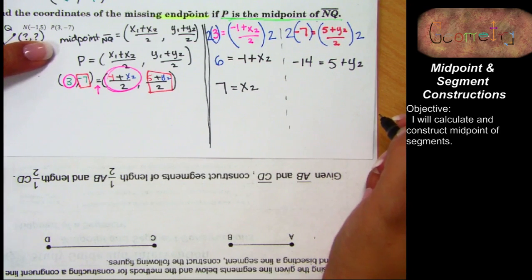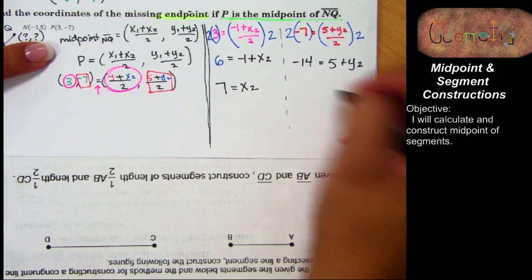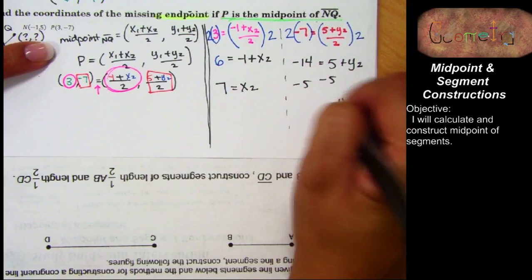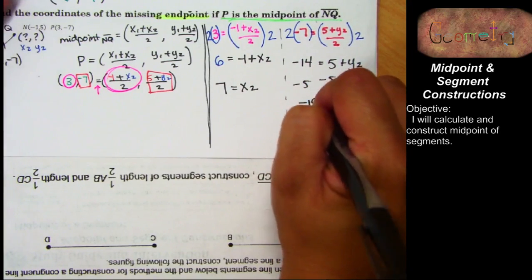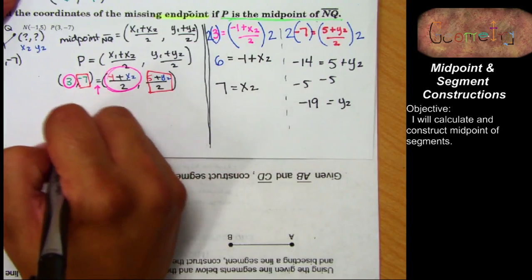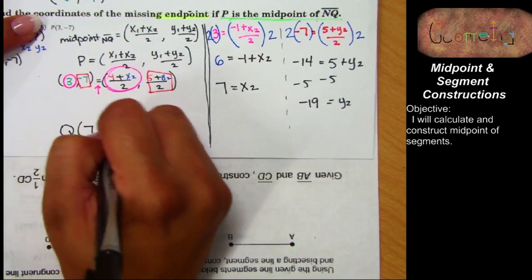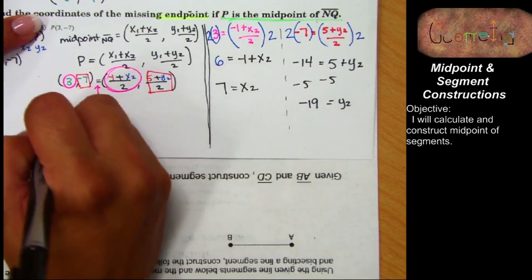We need to get y2 by itself. How do we get rid of that? Add 5. Minus 5. And when we're done, our value for y2 is negative 19. So our final answer is the coordinate of Q is 7, comma, negative 19.